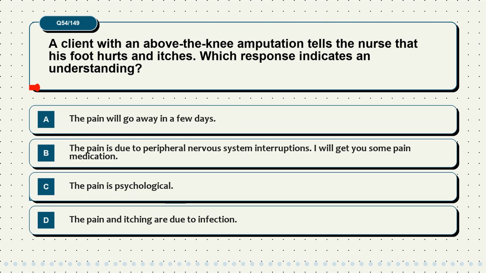Question 54. A client with an above-the-knee amputation tells the nurse that his foot hurts and itches. Which response indicates an understanding? Here are the options. Option A. The pain will go away in a few days. Option B. The pain is due to peripheral nervous system interruptions. I will get you some pain medication. Option C. The pain is psychological. Option D. The pain and itching are due to infection.